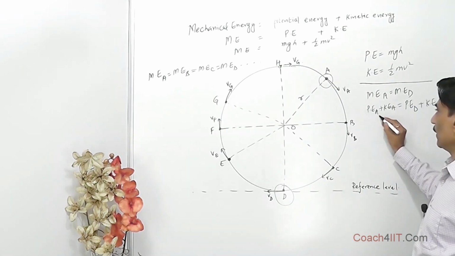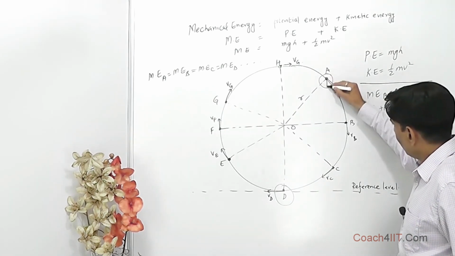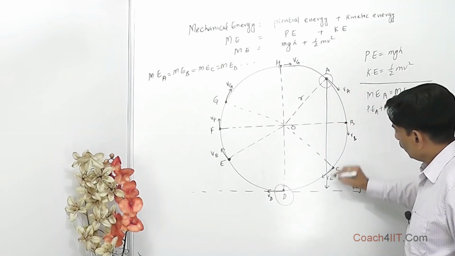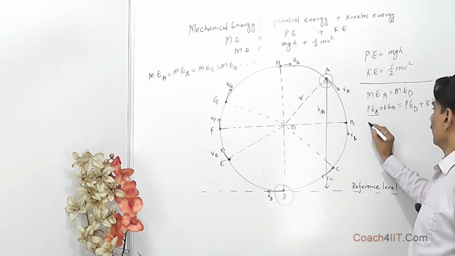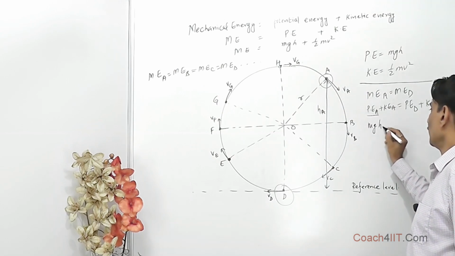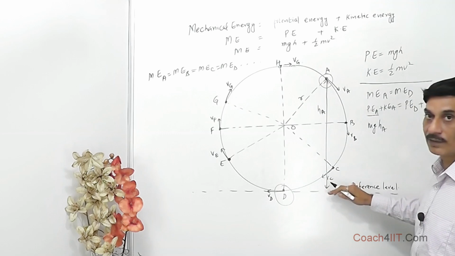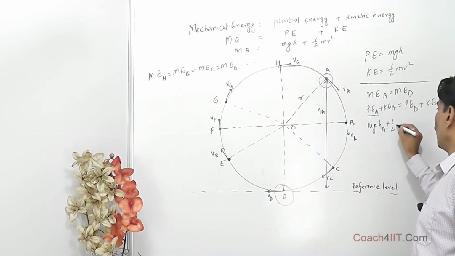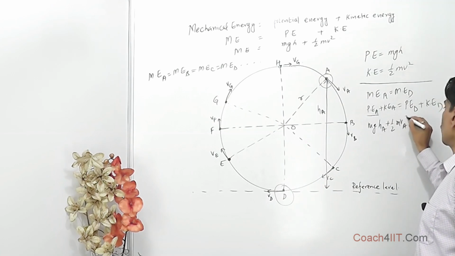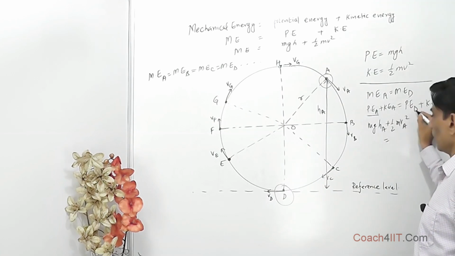So potential energy at A, let's take the height from here to here, or let's call it HA. So potential energy at A is mg HA. HA you can easily find, we have just done that. So mg HA plus half m VA square is equal to potential energy at D.